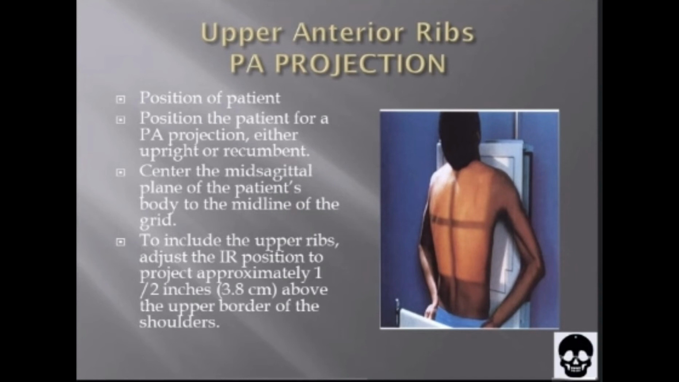Because the diaphragm descends to its lowest level in the upright position, use the standing or seated upright position for projections of the upper ribs when the patient condition permits. The upright position is also valuable for demonstrating fluid levels in the chest. Center the mid-sagittal plane of the patient's body to the midline of the grid. To include the upper ribs, adjust the IR position to project approximately 1 1/2 inches or 3.8 centimeters above the upper border of the shoulder.